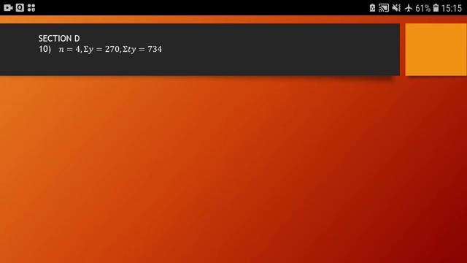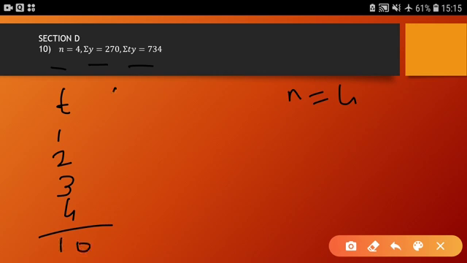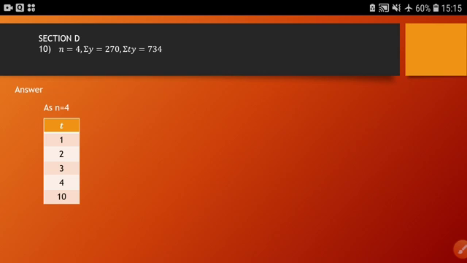In this question only three pieces of information are given: n, sigma y, sigma ty. As I told you, there is not a single mistake, everything is correct. If n is 4, your t will be 1, 2, 3, 4, and the total will be 10. Your t square will be 1, 4, 9 and 16, so sigma t square will be 30. First, as n is 4, you will find t: 1, 2, 3, 4, total is 10. Then sigma t square is 1, 4, 9, 16, and that is 30.